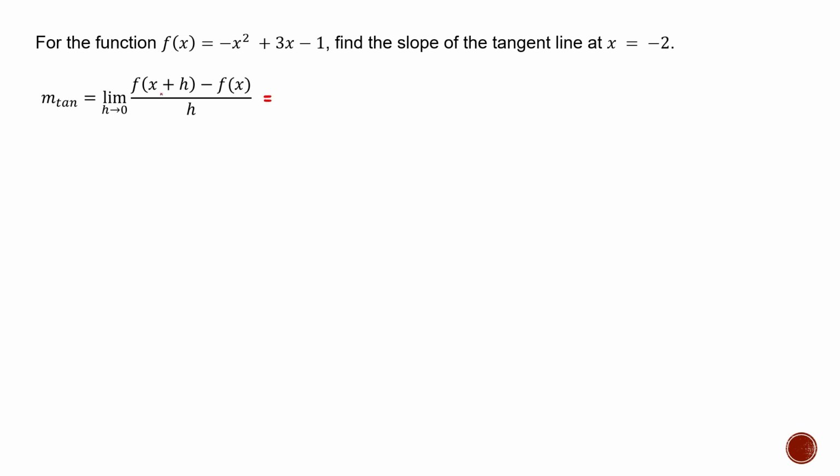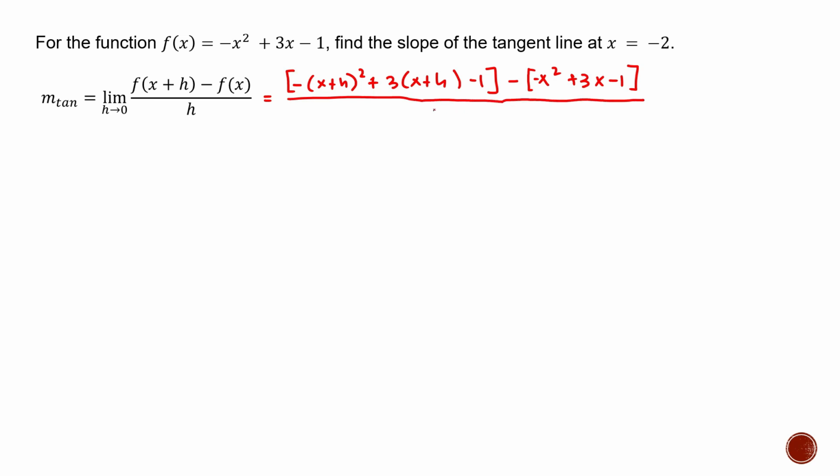Okay, so what we will do here is we will substitute that x plus h to x. So this is going to be negative x plus h squared plus 3 times x plus h minus 1. So that's just the entire polynomial, and then we just substitute that x plus h to h, and then we just rewrite that polynomial again, plus 3x minus 1 all over h rather.